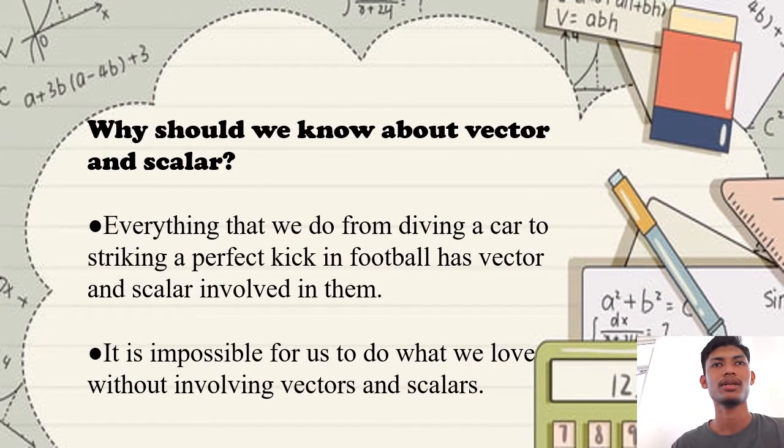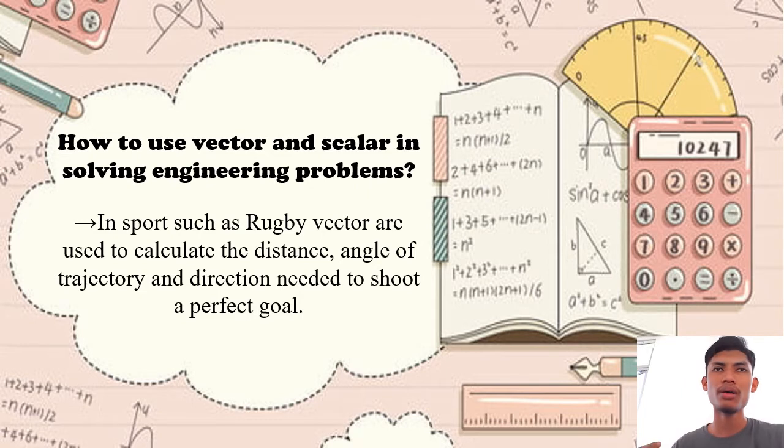Why should we know about vector and scalar? Everything that we do, from driving a car to striking a perfect kick in football, has vector and scalar involved in it. It is not possible for us to do what we love without involving vector and scalar. How do we use vector and scalar in solving engineering problems? In sport, such as rugby, vectors are used to calculate the distance, angle of trajectory, and the direction needed to shoot a perfect goal.